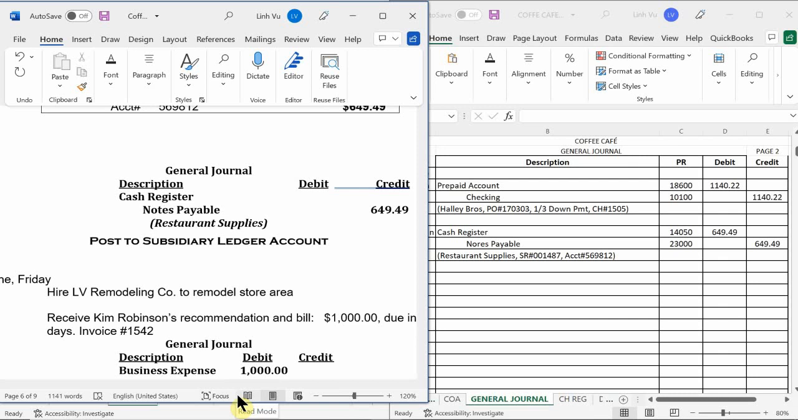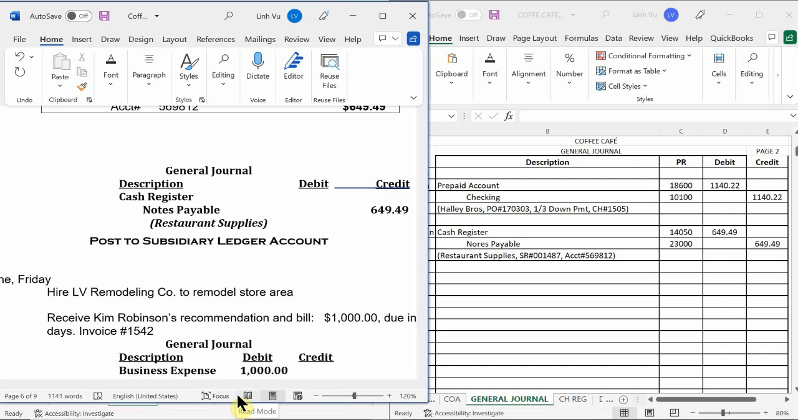Notes payable. Not notes payable, because there's a definitive date. There's an actual date that you can pay. You don't get to choose to pay Kim whenever. So you wouldn't use notes payable. Prepaid account. This is, we've already hired Kim Robinson already. She's completed the job and now she sent us a bill. So in this case, it's not a prepayment account because we didn't pay her in advance for anything.